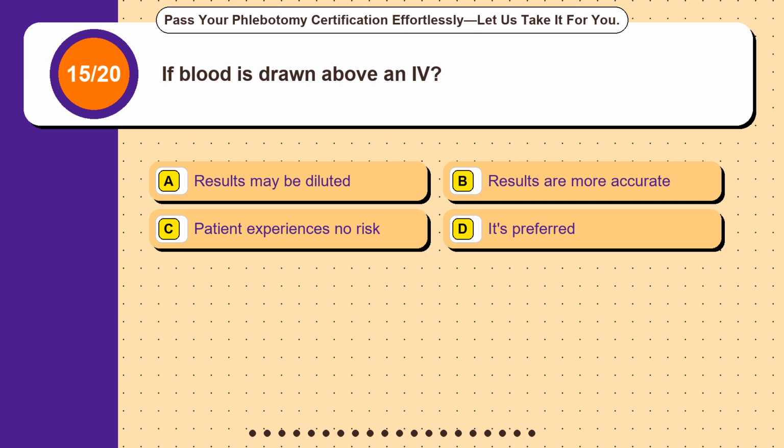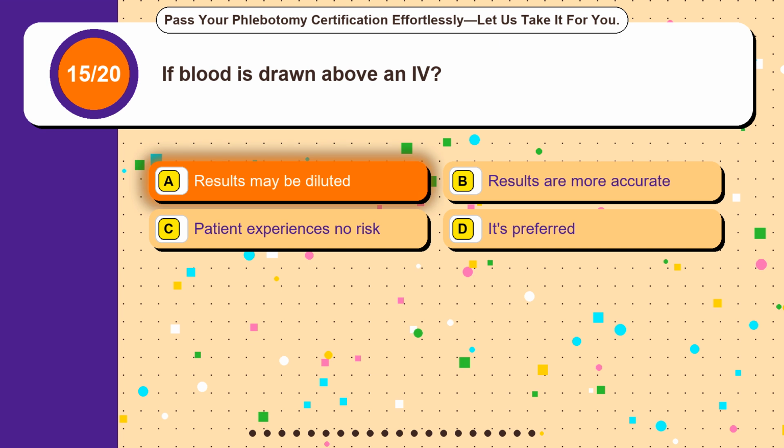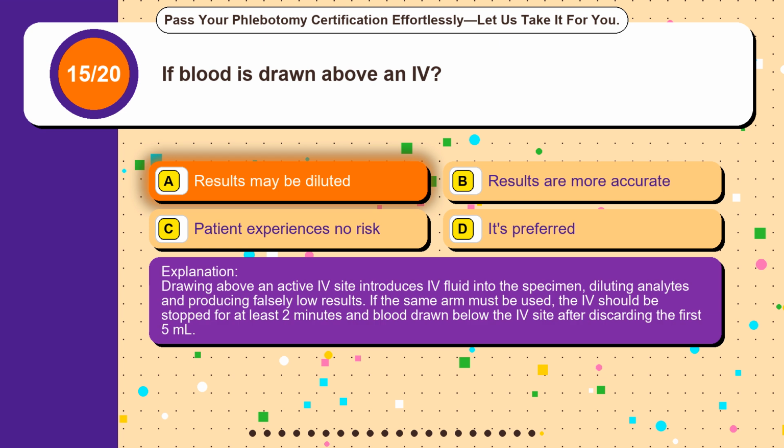Question 15. If blood is drawn above an IV: Option A, results may be diluted. Option B, results are more accurate. Option C, patient experiences no risk. Option D, it's preferred. The correct answer is option A, results may be diluted. Drawing above an active IV site introduces IV fluid into the specimen, diluting analytes and producing falsely low results. If the same arm must be used, the IV should be stopped for at least 2 minutes and blood drawn below the IV site after discarding the first 5 ml.